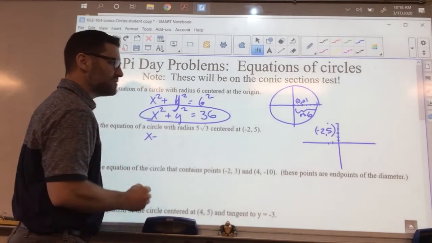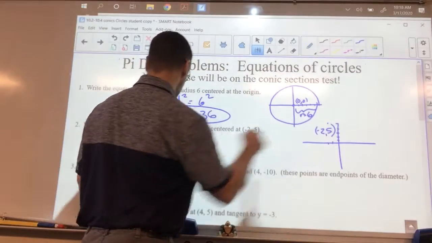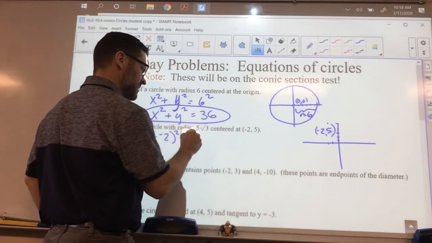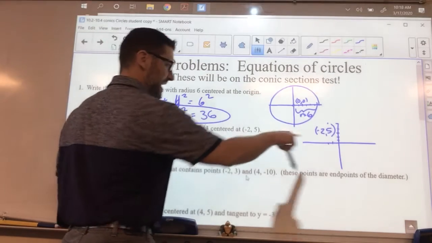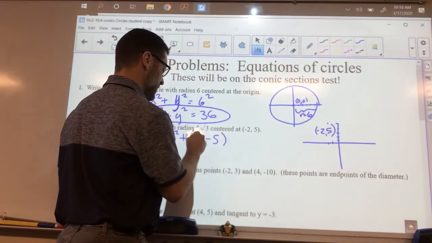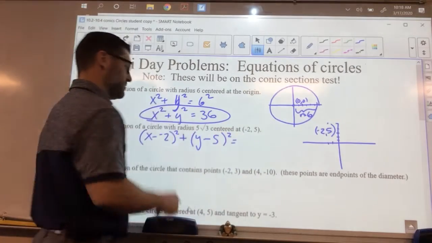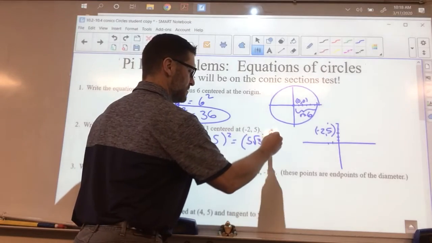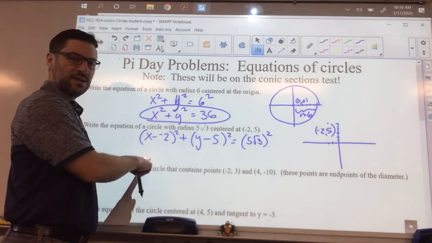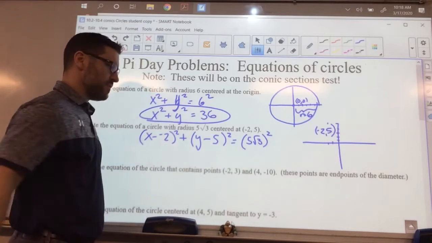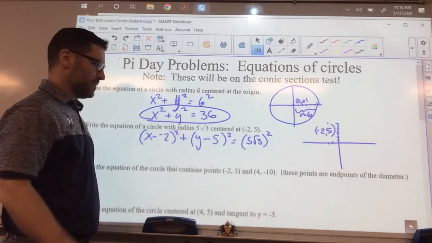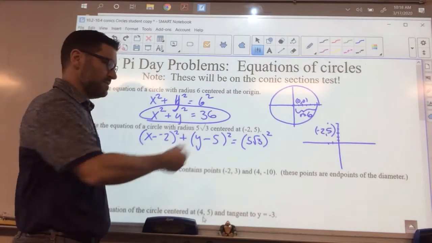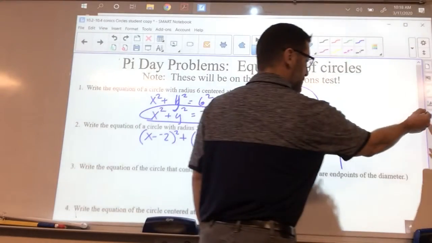X minus the H value. The H value is -2, squared, plus y minus the K value, which is 5, squared, is equal to the radius squared, which is 5 radical 3 squared. I want you to clean that up and write your answer down there. I'll be checking for that answer when I look at your work. Make sure you do 5 root 3 squared. If you don't know how to do that, just do it on the calculator. Make sure you use parentheses.